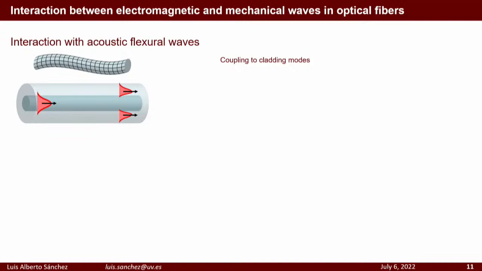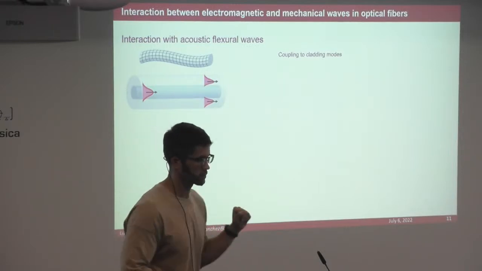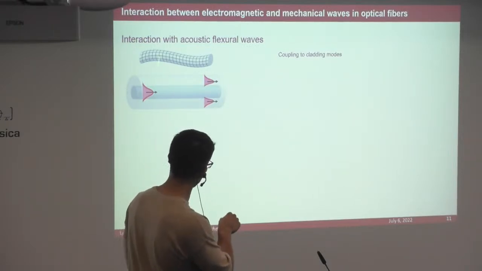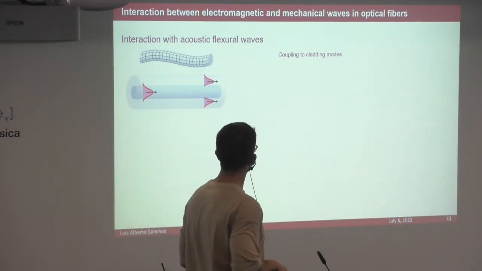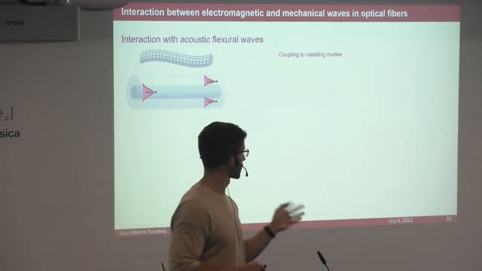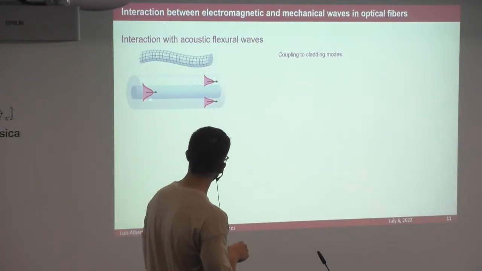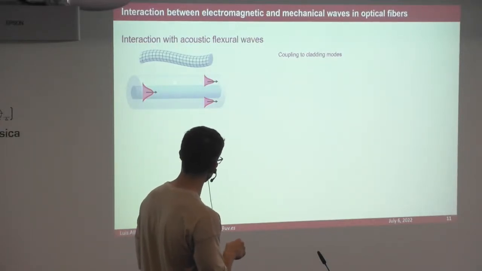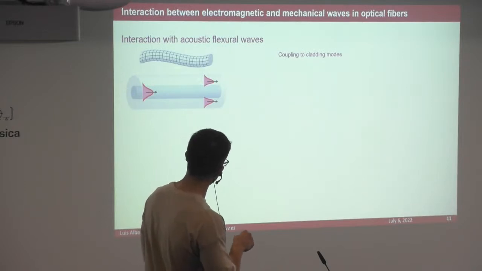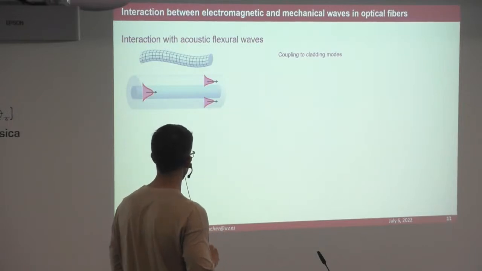Okay, so let's talk now about the interaction between light and mechanical waves. The first one, let's see how light interacts with flexural waves, which are the ones that are transverse to the propagation direction. When light encounters a flexural wave, if it has the proper frequency, you can couple light from the core of the optical fiber, this is the inside, to the cladding. The cladding is the outer medium, which is also silica, but the index is slightly lower.